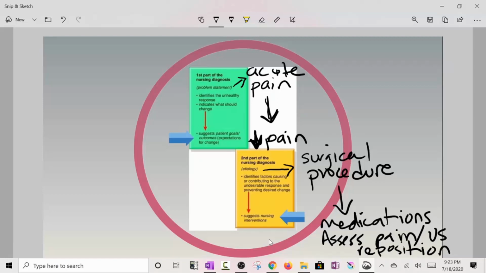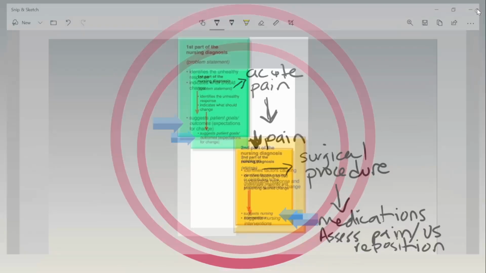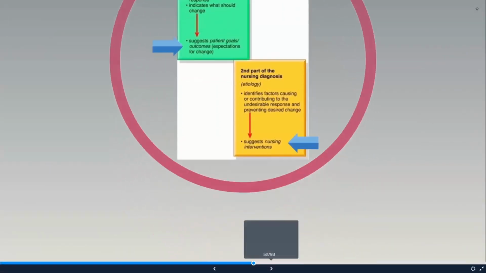Okay, so let's go back. Now that you see this, just so you remember, the pain up here, the pain drives the outcome of decrease in pain, and the etiology or the surgical procedure is going to drive our interventions, which are the medications, assessing pain and vital signs, and repositioning of our patient. So let's go back to the presentation here.